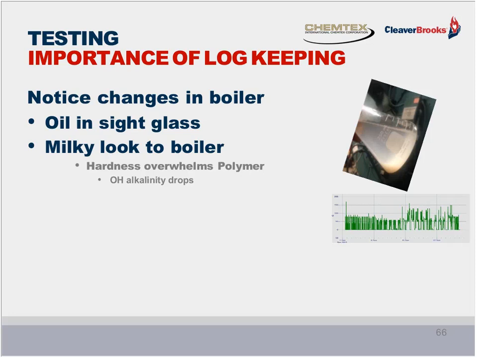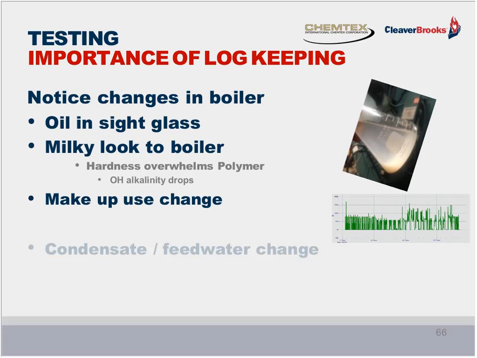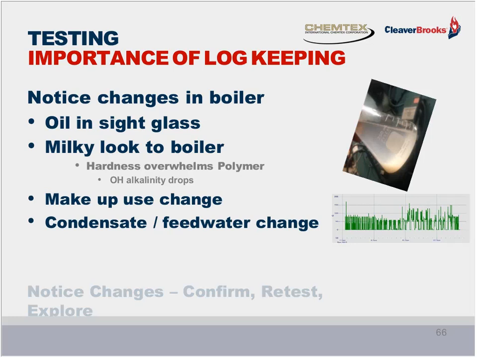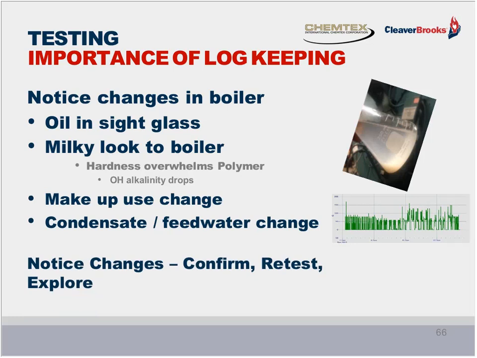Don't just write the test results down. If you see oil in the sight glass, take notice. If you see sludge in the boiler water, take notice. What could have caused that? If you've seen a makeup water use change, what could have caused that? What could have caused your condensate and feed water characteristics to change?